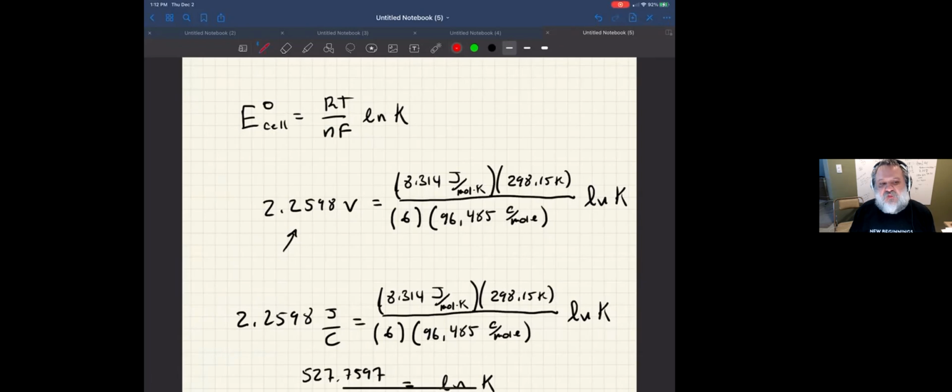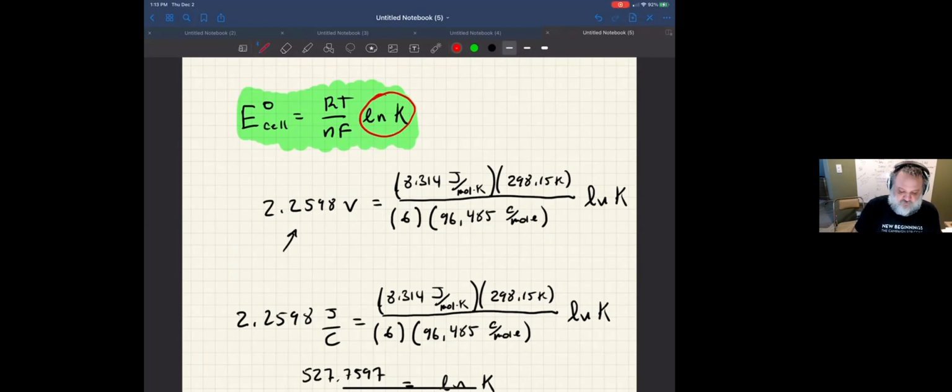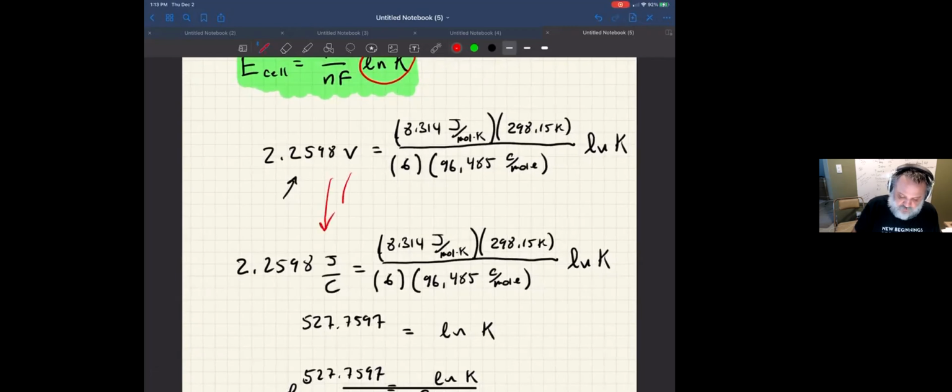What it wants us to do is calculate the equilibrium constant of the reaction. The equilibrium constant has its own formula: E naught of cell equals R times T divided by N F times the natural log of the equilibrium constant. The equilibrium constant is what we're solving for. Everything else is known. So I get 2.2598 volts equals, and remember the gas constant in this case is joules per mole Kelvin, so it's 8.314. The standard temperature is 25 degrees, so that's 25 plus 273.15, which gets us 298.15 Kelvin. Again, same 6 electrons and the same Faraday's constant. So in this next section, I went ahead and changed the volt units to joules per coulomb. Let's take a look at how things cancel.